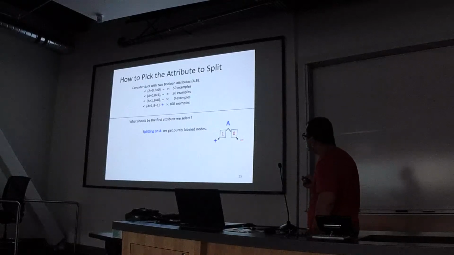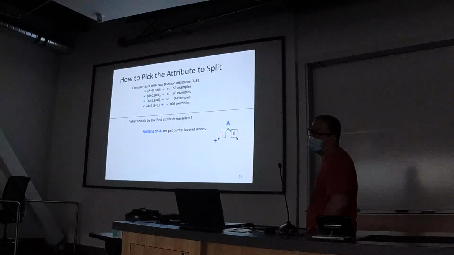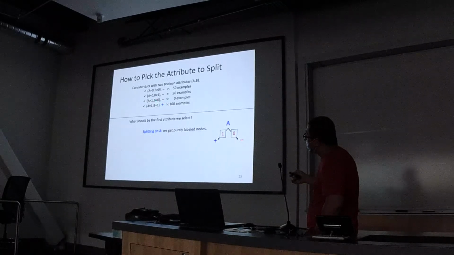So if we use A to split, we find out we just end up with two subsets where each subset shares the same label. So we can see that when A is 1, we end up with 100 positive examples, because for this particular chunk, there are 0 negative examples. So all examples are positive.